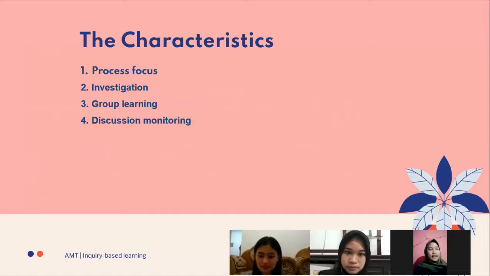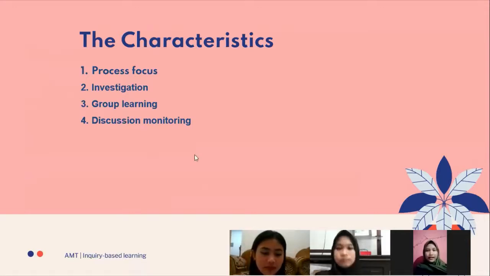Next is the characteristics. 1. Process focus. When students solve problems themselves, they internalize conceptual process. 2. Investigation. The teacher may pose a problem derived from the class content or students' questions. The students then investigate the issue to find an answer.